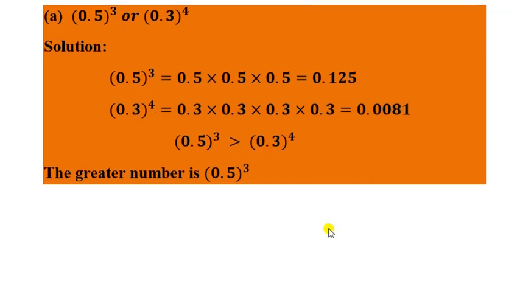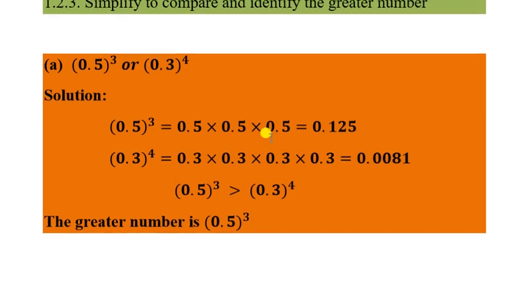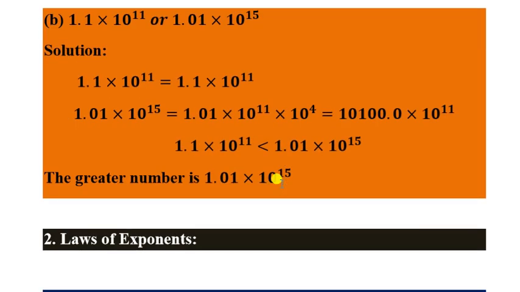Now one more example we'll see here, with the help of exponents. Here 1.1 into 10 to the power 11, and here it is given 1.01 into 10 to the power 15. When you get this type of form, remember that here we have 10 to the power 11 and here 10 to the power 15. From these two given forms, you can identify which one is the smallest: 10 to the power 11, and 10 to the power 15 is the largest.